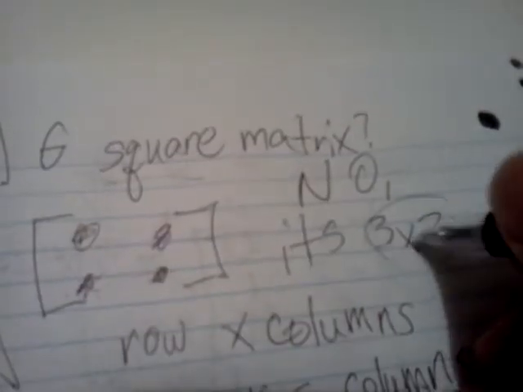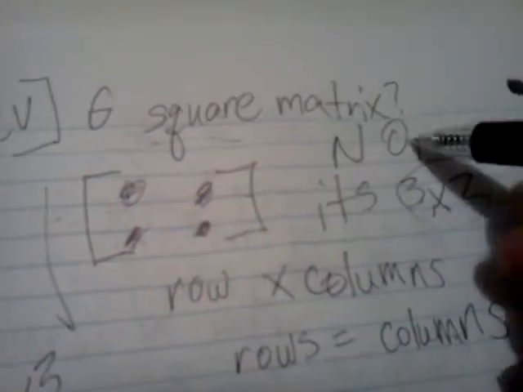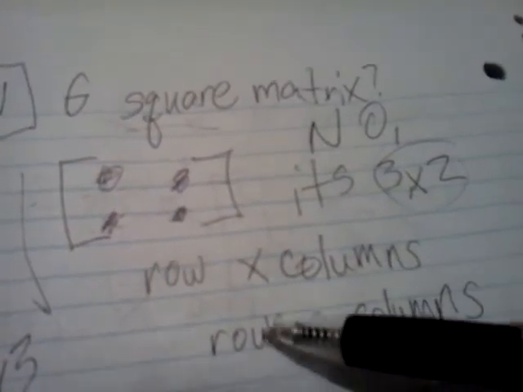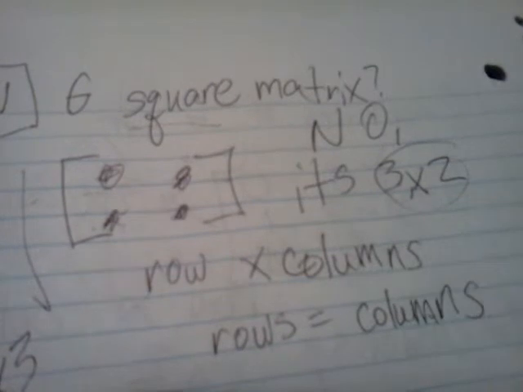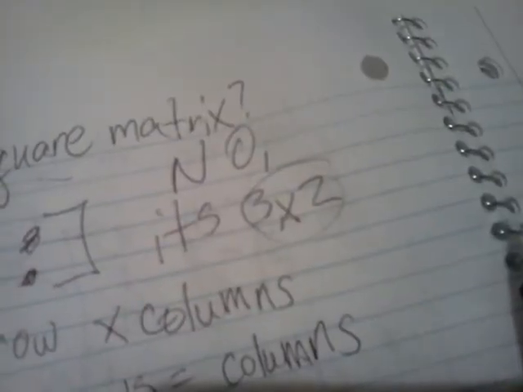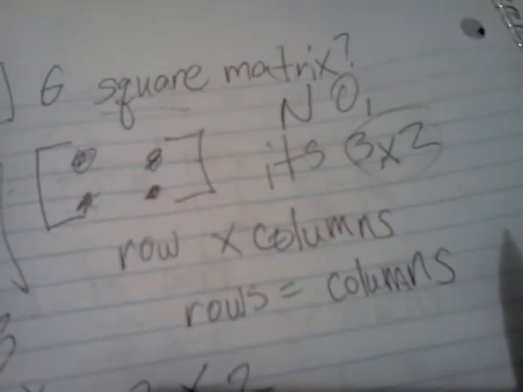So the answer to is G a square matrix is no. It's 3 by 2. You just explain that by saying because the rows are not equal to the columns. And next is find the dimensions of F.